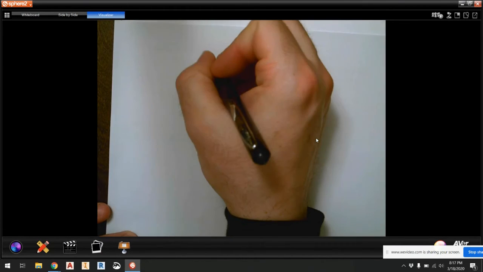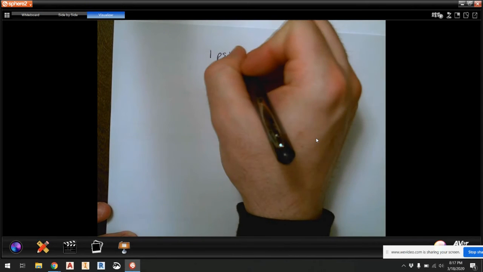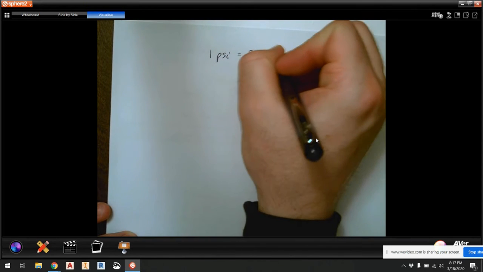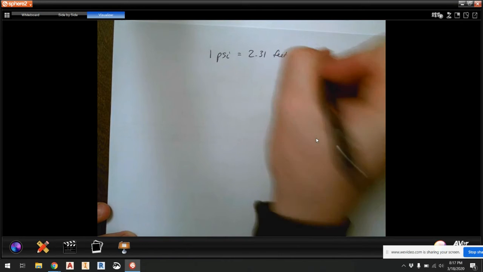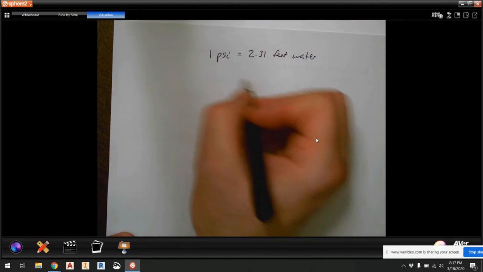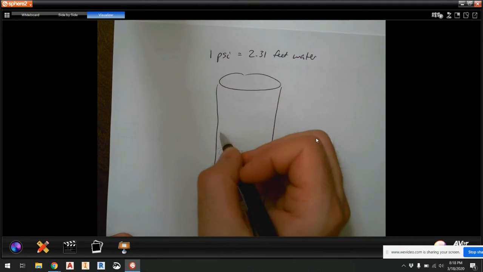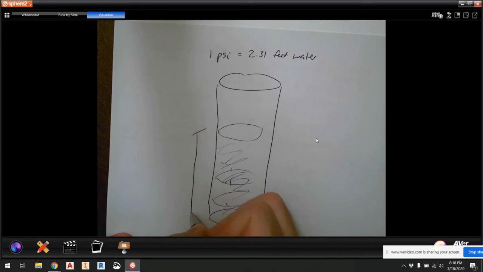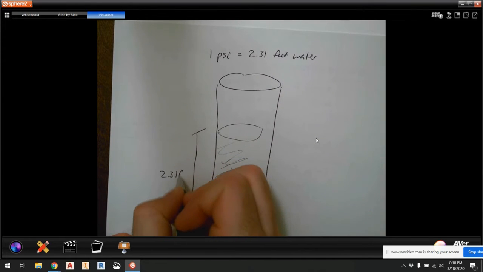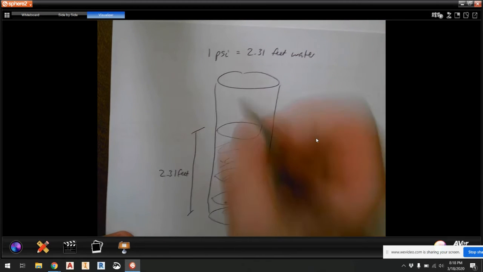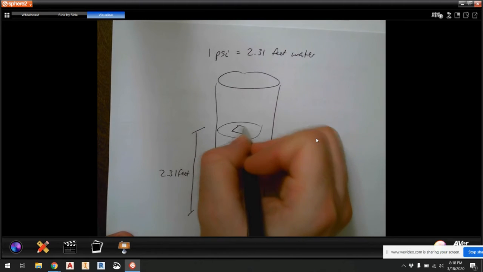It said that 1 psi equals 2.31 feet of water. All right, so the concept is, if you have a really tall cylinder, imagine a big beaker from your science class, and you start filling it with water. You start putting water in here, and then you get to the point where that water fills up 2.31 feet.